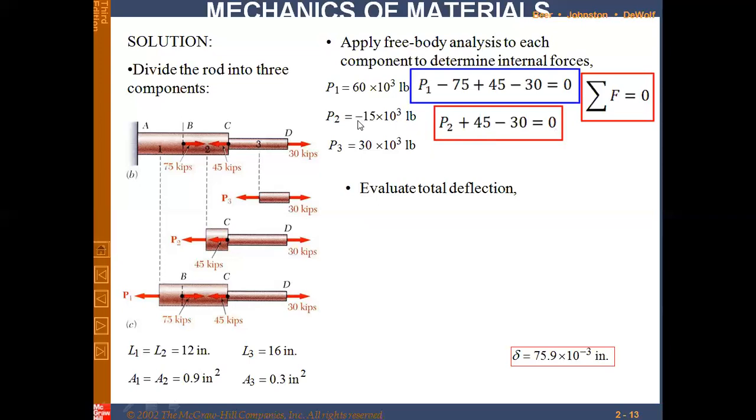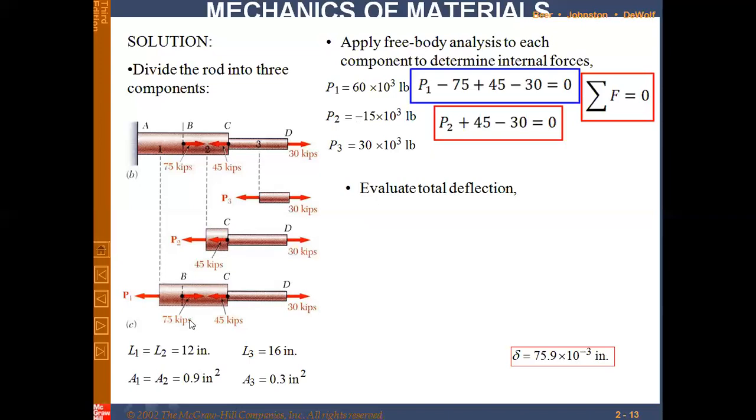Negative sign shows that the direction of P2 is towards the right. We have taken towards the left, which is not correct. So the calculation has corrected the direction. Minus also means compression. Plus sign here means tension.